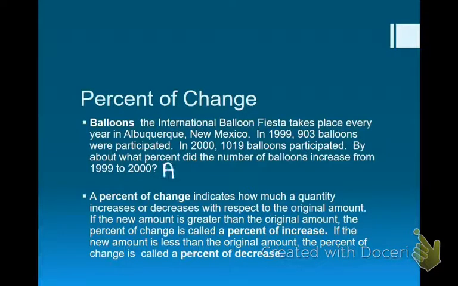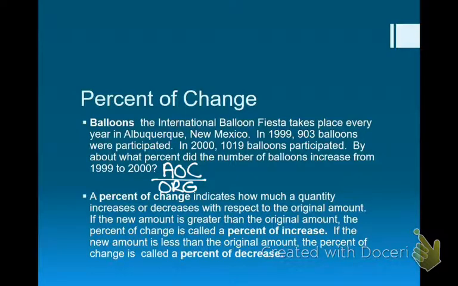So we go with our formula: amount of change over the original. Remember, it's all compared to the original amount, so it doesn't matter which one's bigger than the other. I'm just subtracting the two from each other. So 1,019 minus 903. Before you go straight to your calculators, let's talk for a minute about a way that we could subtract these using mental math.